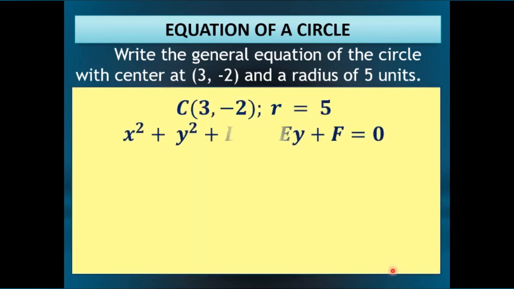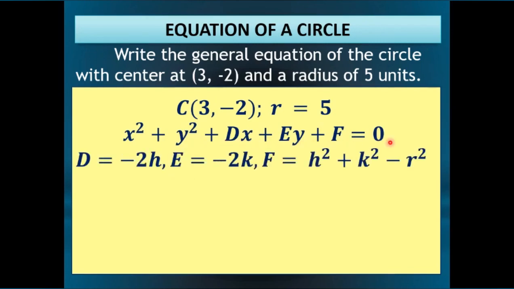So let us have another solution. So knowing that we have the general form of the equation of the circle, x squared plus y squared plus dx plus ey plus f equals 0, and we have said a while ago that our d is equal to negative 2h, our e is equal to negative 2k, and our f will be equal to h squared plus k squared minus r squared. So we can substitute the value of h here, which is positive 3, our k, which is negative 2, and our r, which is 5.